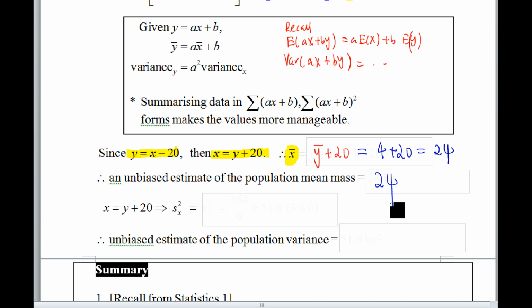Now, if x is y plus 20, you realize that you plus 20 to all the values. You just translate all the values by 20. The variance will not change. So the unbiased estimate will also not change. When you translate all the values by 20 to the right, the spread will always be the same. So the Sx squared, which is the unbiased estimate of the variance of x, will just be the same as the unbiased estimate for the variance of y. Stay the same, you get the same value.